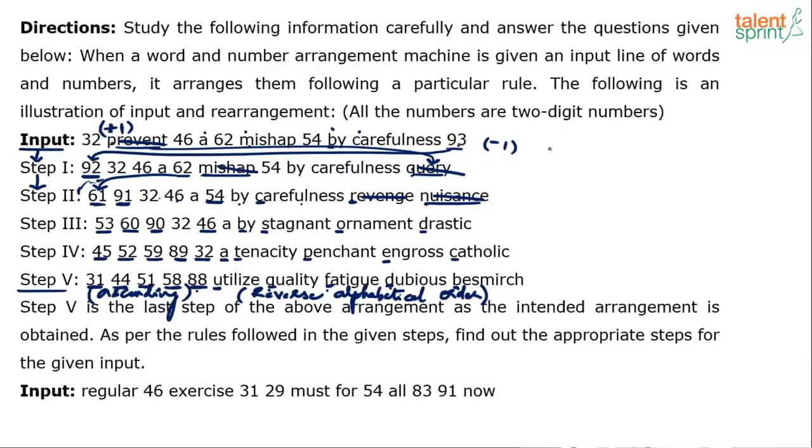Now what do we have to do? We have to do the same step by step process on this input. What is this input? Regular 46, exercise 31, 29, must, for 54, all, 83, 91, now. You do the same step by step process and finally answer the questions. So here I've got the input for you. We can do the step by step process, then answer these questions.